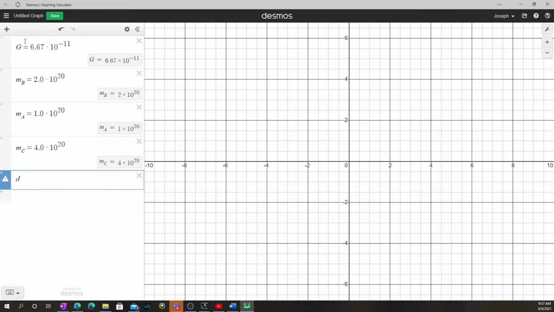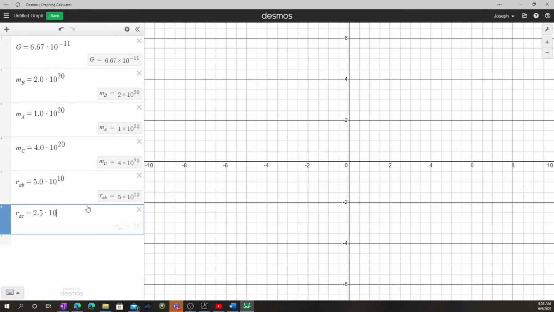And then the distance A to B is, we said, 5.0 times 10 to the 10. And the radius, reminder of my diagram here, A to C, is 2.5 times 10 to the 10. All right, now we've got our variables all laid out.